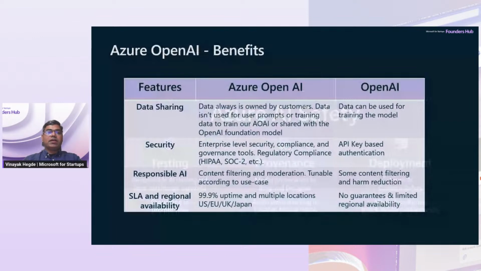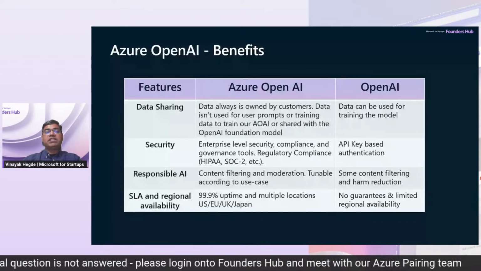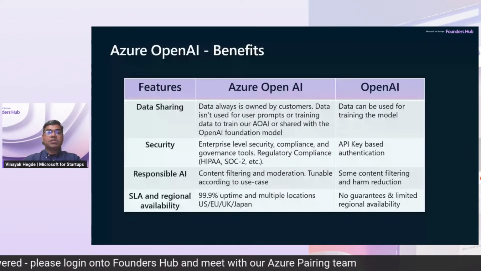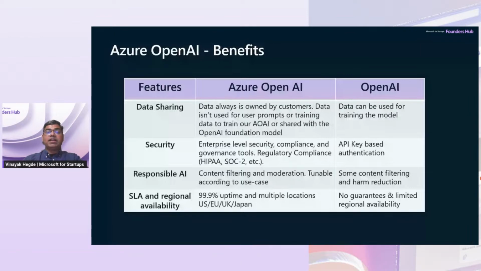If you look at the grid that I have on data sharing, OpenAI says that data can be used for training the model, and until I think March 1st, 2023, they could use the data for training their own model. Now it is a little bit more opt-in, but explicitly Azure OpenAI says data is always owned by customers. When I say data, it also includes the prompts, or the data that you use for fine-tuning your own specific model. So all of the data that you bring to the cloud, to Azure, will be yours, your customers', and will never be used by Microsoft.